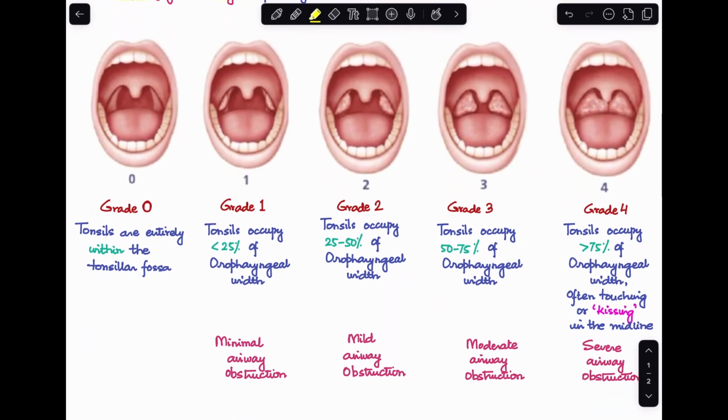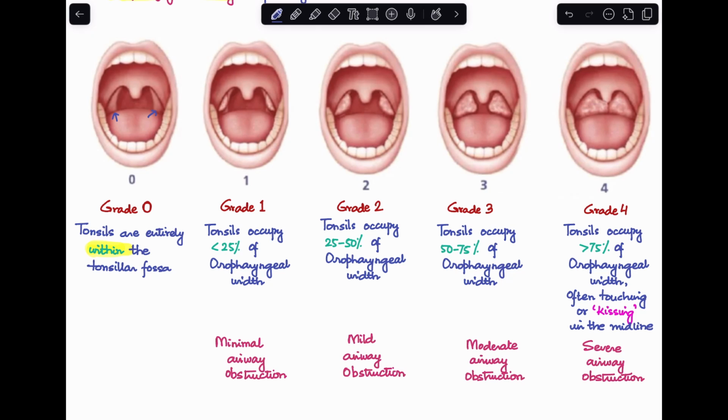So coming to grade 1, before that let's talk about grade 0. Now grade 0 is when the tonsils are entirely seen to be present within the tonsillar fossa. You can see in the image, these are the tonsillar fossa and the tonsils are present entirely within it.